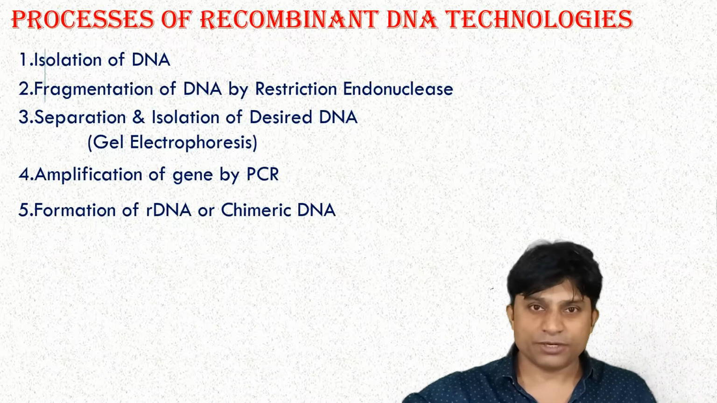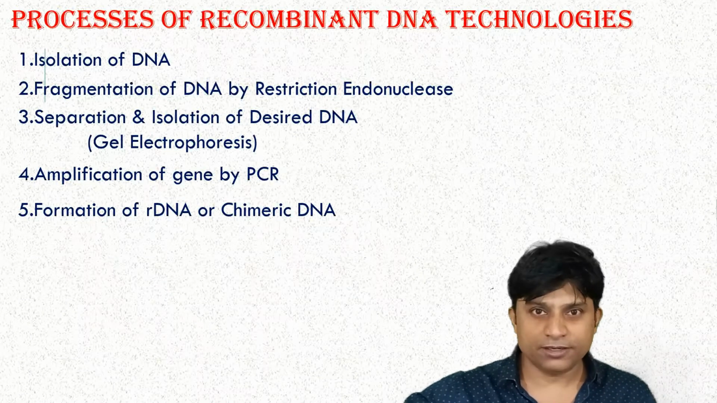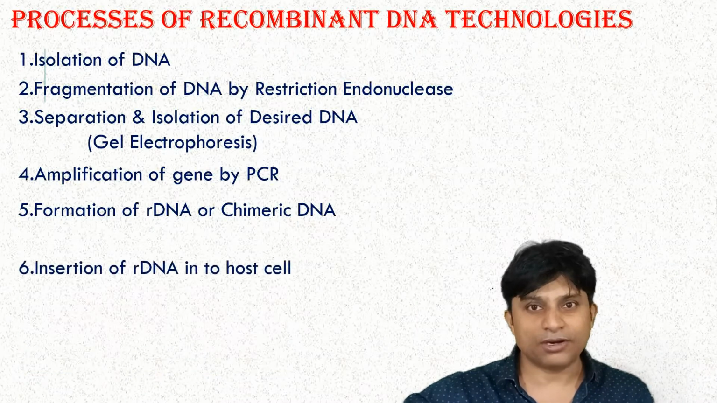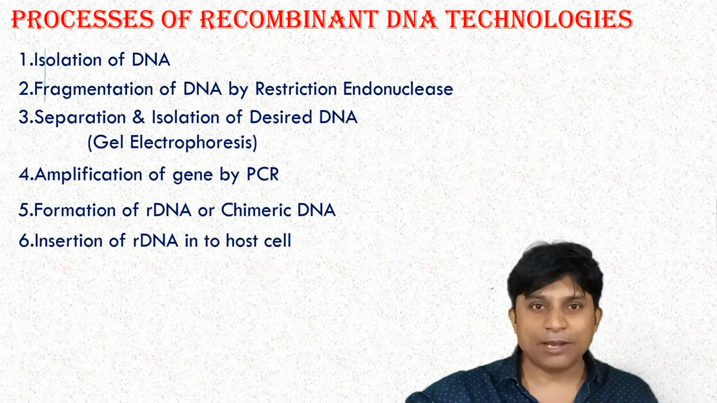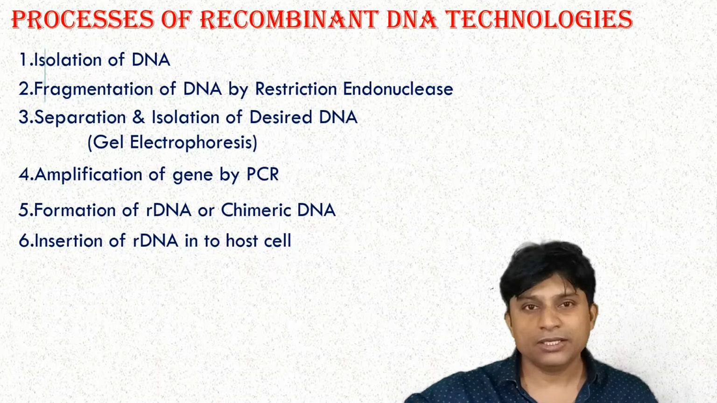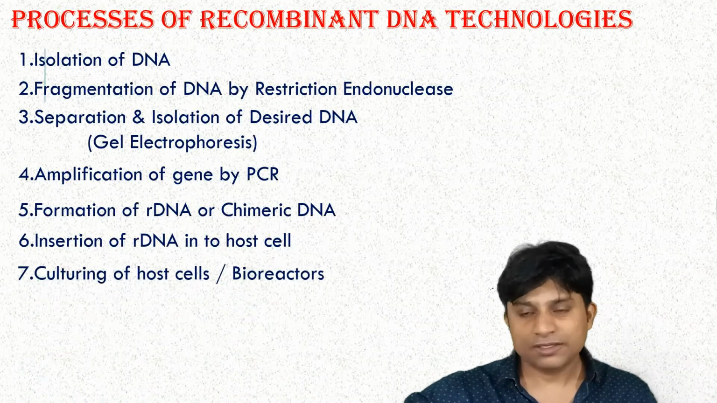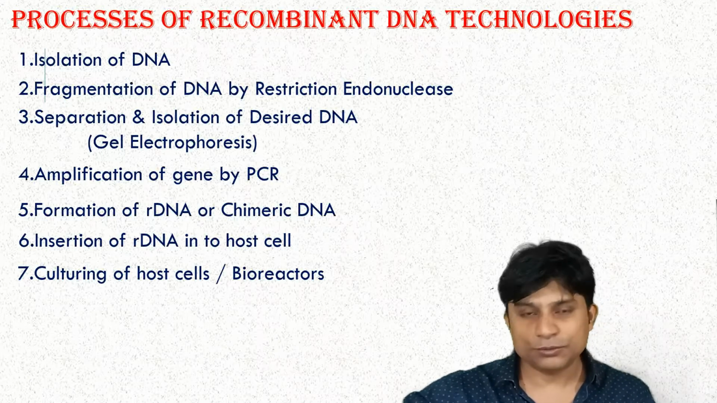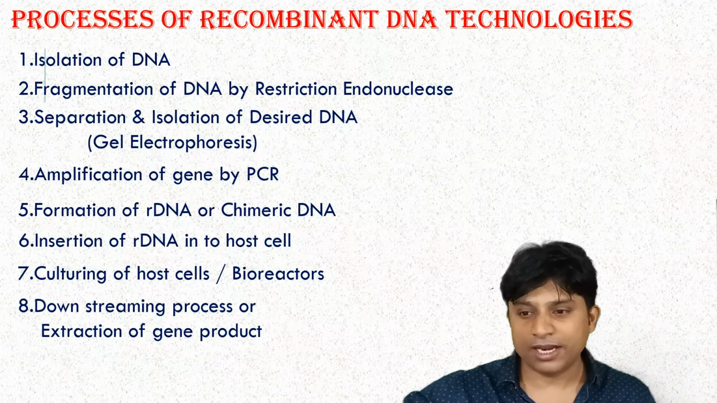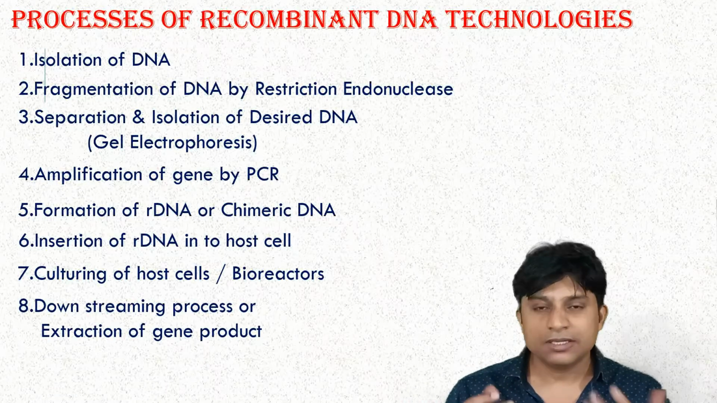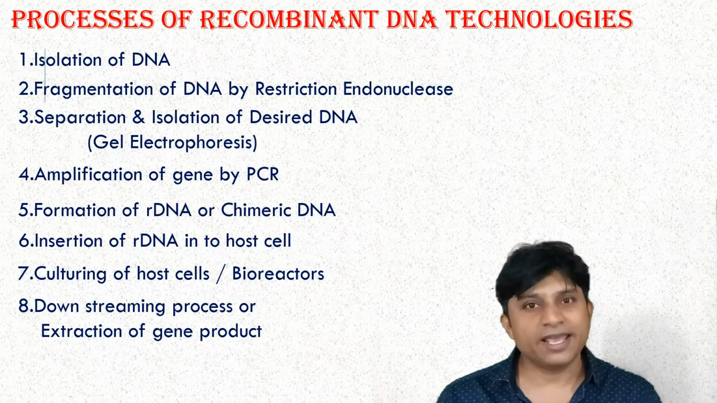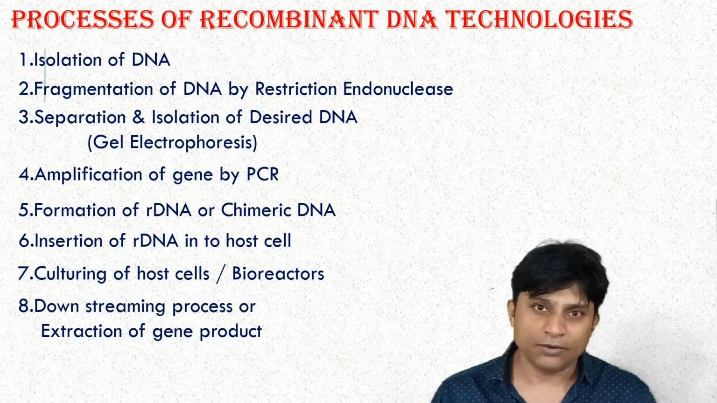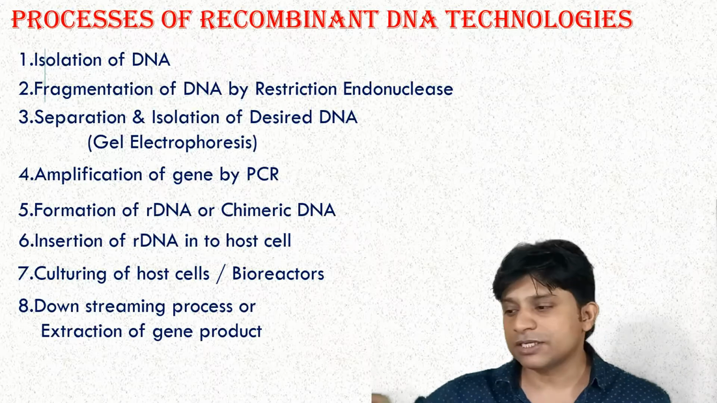Later, our gene is introduced into a vector, resulting in the formation of chimeric DNA or recombinant DNA. Then uptake of this recombinant DNA by the host cell. Then the culturing of this host cell with recombinant DNA in bioreactors. And finally, in the downstream process, our gene product is extracted. So these are the 8 steps involved in the entire process of recombinant DNA technology. So we discuss all this.